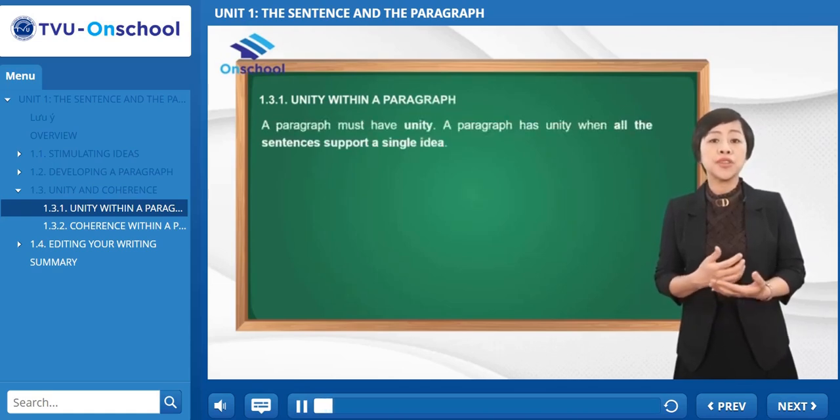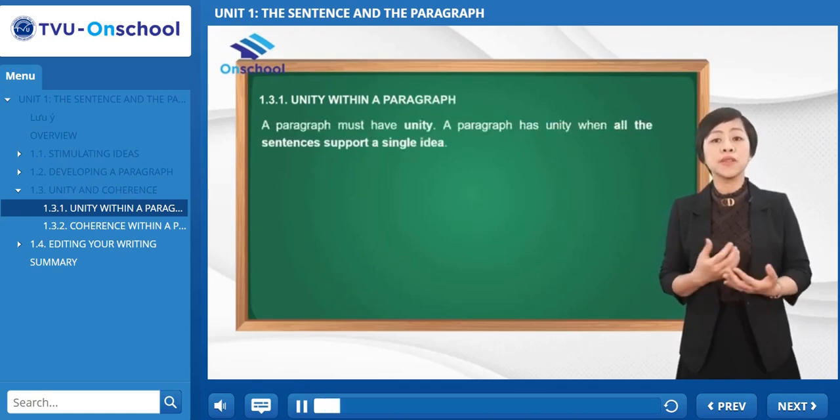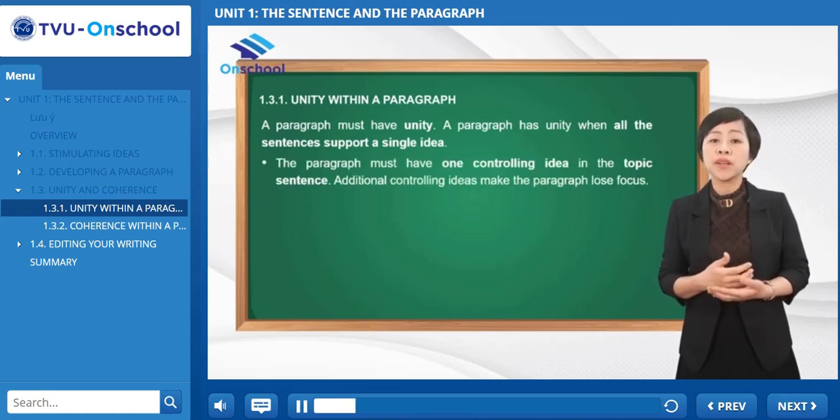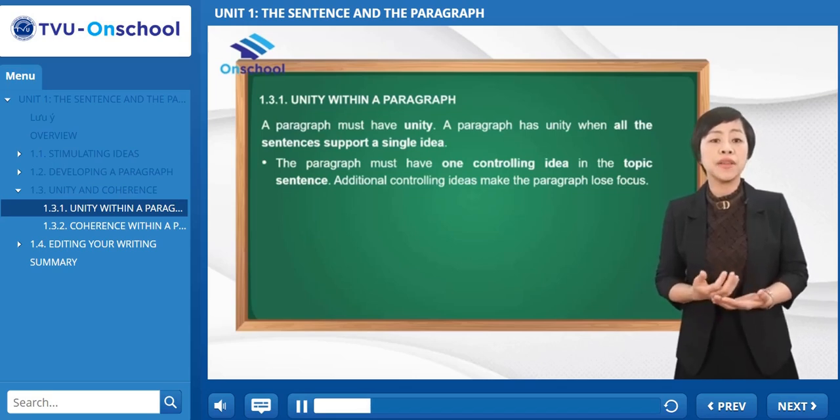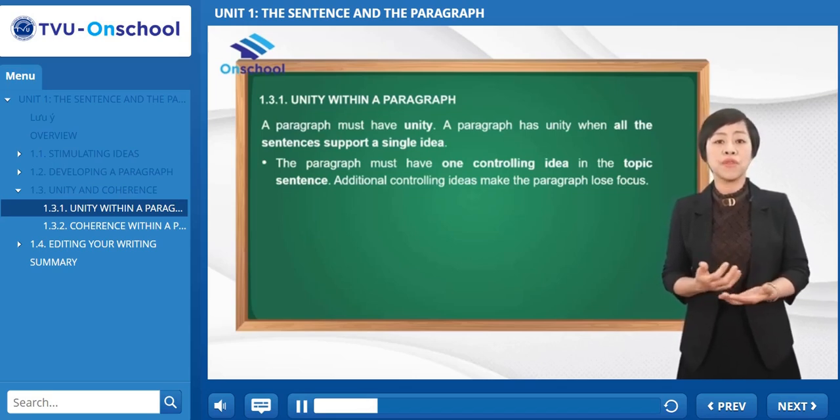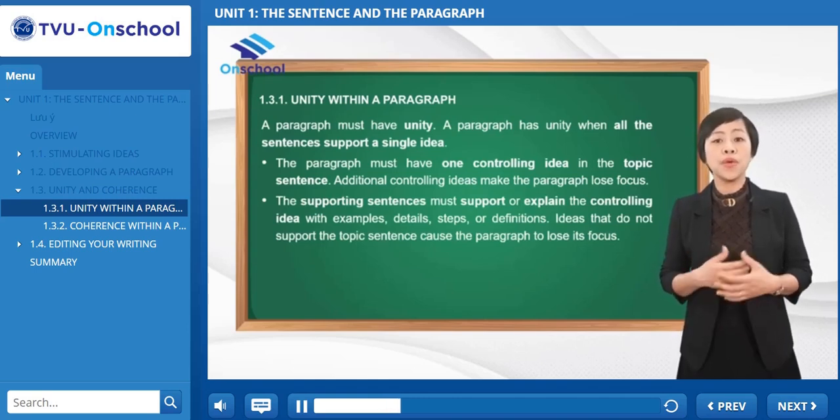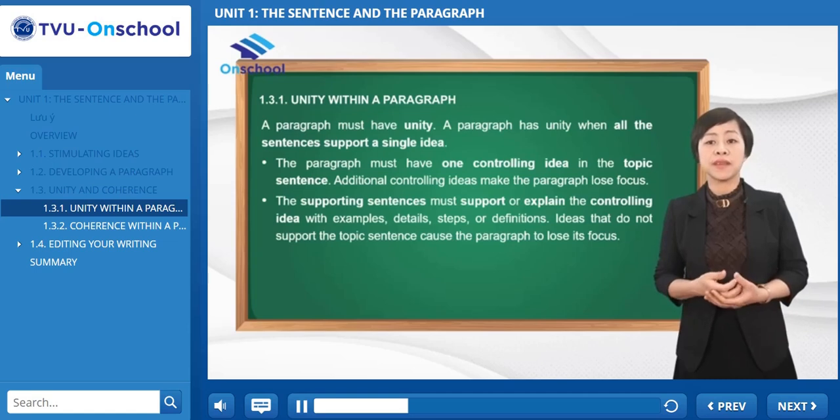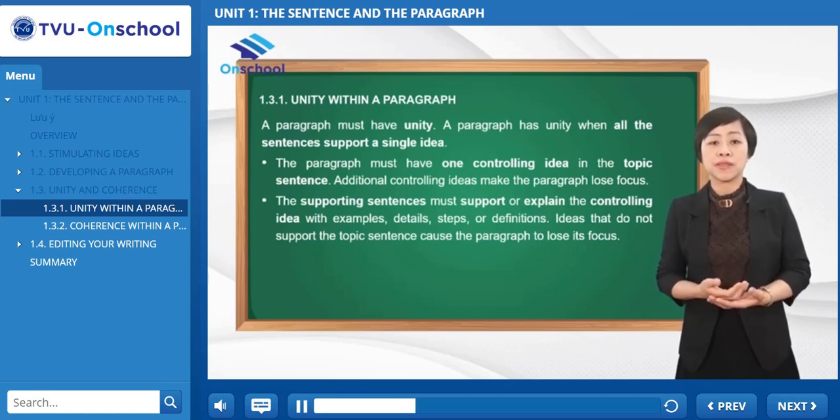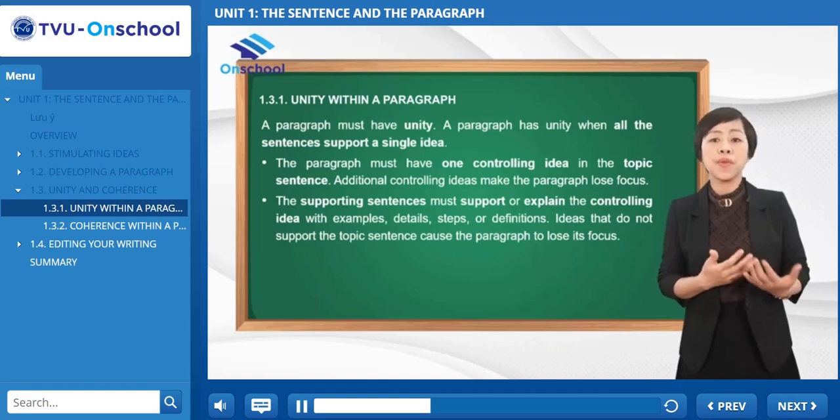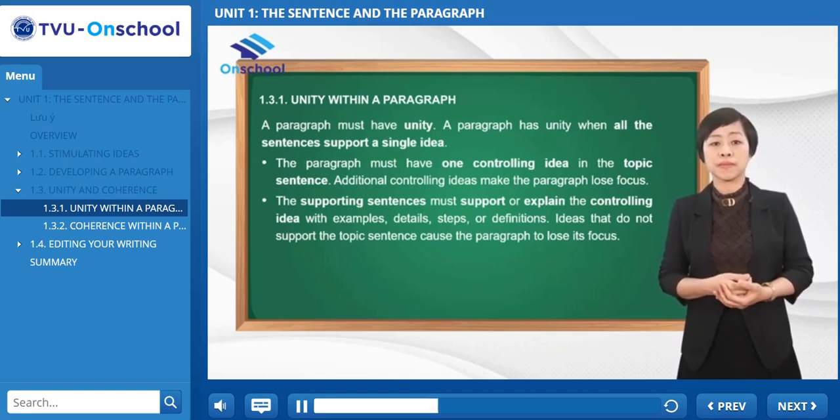A paragraph has unity when all the sentences support a single idea. The paragraph must have one controlling idea in the topic sentence. Additional controlling ideas make the paragraph lose focus. The supporting sentences must support or explain the controlling idea with examples, details, steps, or definitions. Ideas that do not support the topic sentence cause the paragraph to lose its focus.